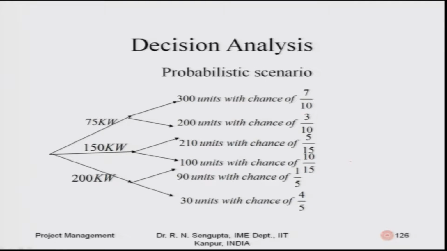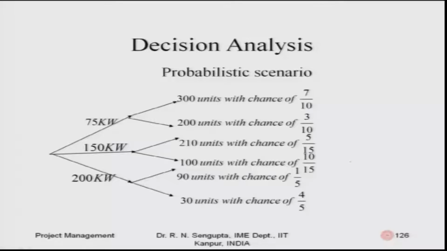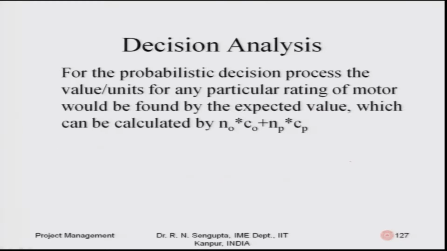Now, this is the decision tree diagram which we have tried to analyze using the simple problems. It is given like this. The arms are the 75, 150, 200, the corresponding units are given, corresponding probabilities are given. So, for the probabilistic decision problem, what we need to find out is the expected value, as already done in the problem and already showed in the last to last slide.